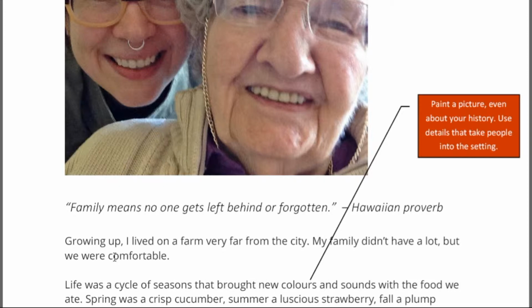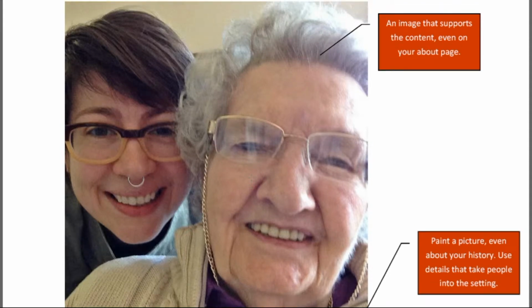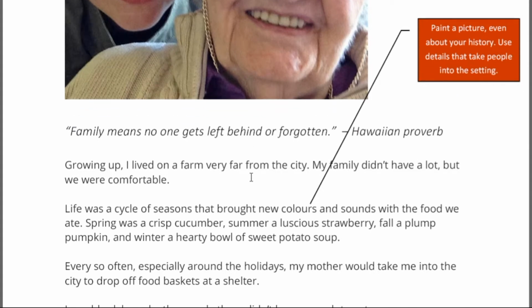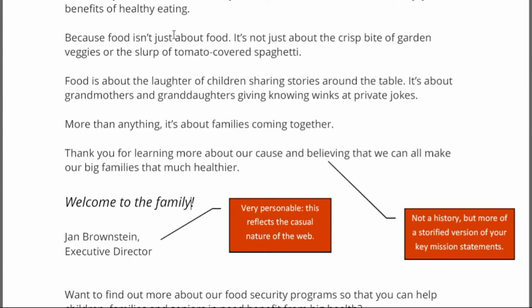These days on your about page, you have to use details that take people into the setting, that draw people into your history and why it's important. Now here at the stock photo, you have why it's important. There are two people who illustrate your content and your cause. It's not just stock photography. And just to quickly go through this, it's just very simple.